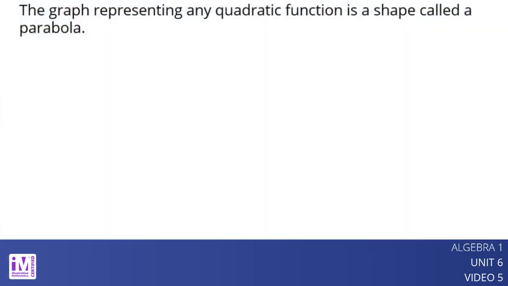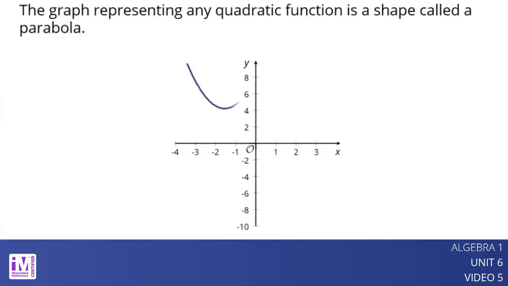The graph representing any quadratic function is a shape called a parabola. People often say that a parabola opens upward when the lowest point on the graph is the vertex, which is where the graph changes directions, and opens downward when the highest point on the graph is the vertex.